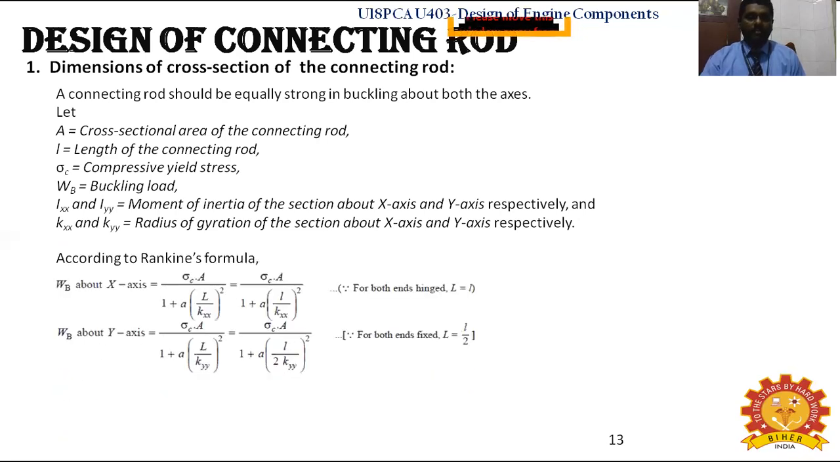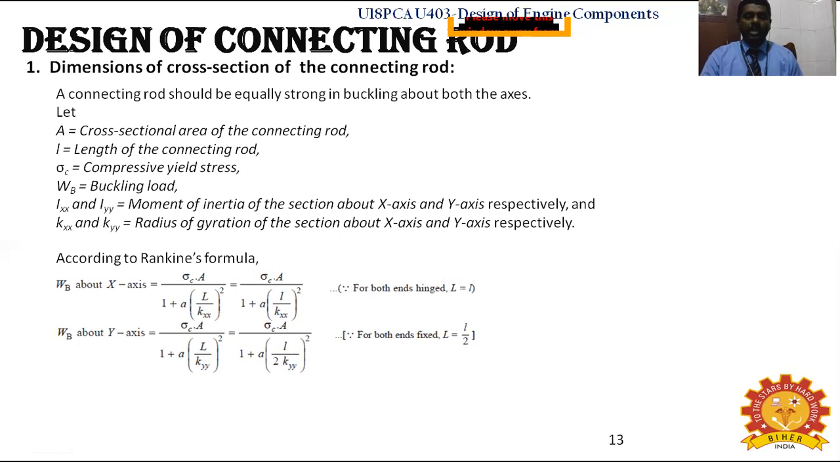According to the Rankine formula, there is a correlation for this buckling load. So the buckling load can be calculated using sigma C times A divided by 1 plus a times L by Kxx whole square, whenever both ends are hinged. At that time you will consider the capital L value as l. If both ends are fixed, then the L value will be substituted as small l by 2. Then the final equation will vary. Instead of L you will put small l by 2. The length of the connecting rod is just considered to be half of the capital L. Okay, so that is what is in the Rankine formula.